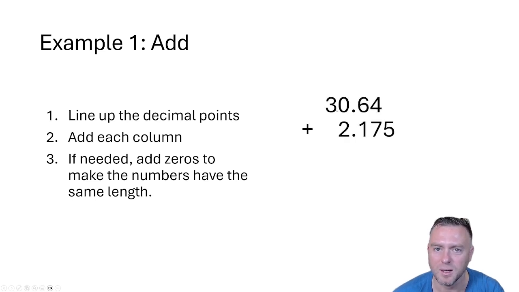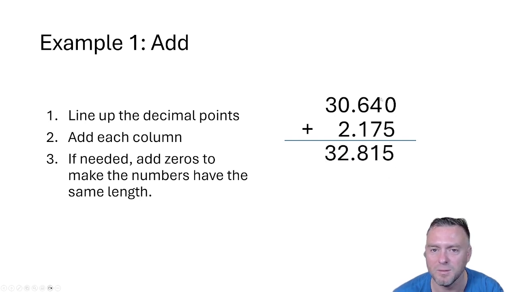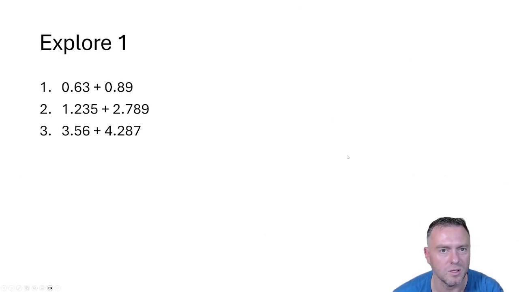For example here, what I've got is 30.64 plus 2.175. You can see that I've lined up the decimal place. To make my life a bit easier, I would add in a zero there just so that I can see that the columns all line up. Effectively it's the same as 30,640 plus 2,175. Then you just go through and add. 0 plus 5 gives you 5. 4 plus 7 gives you 11, carry the 1. 1 plus 6 plus 1 gives you 8. 0 plus 2 gives you 2. And then the 3. The decimal place gets transferred down. So those two numbers add together to give you 32.815.